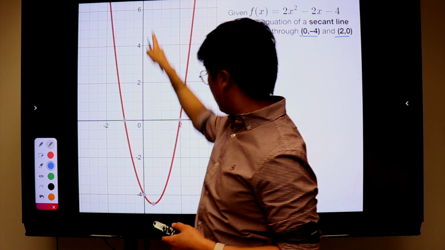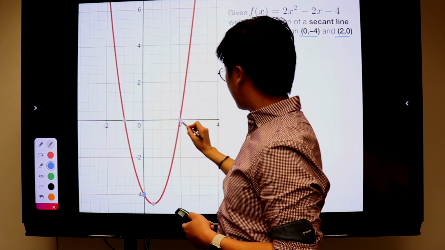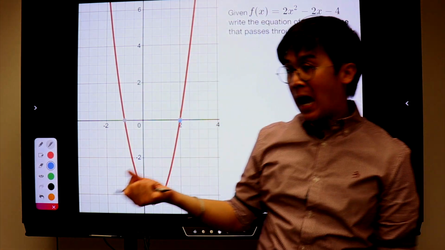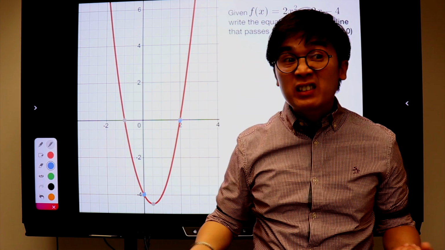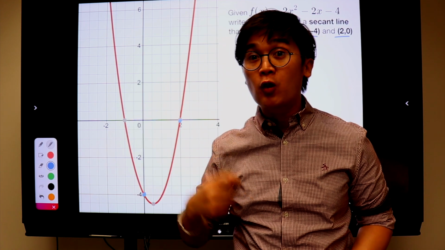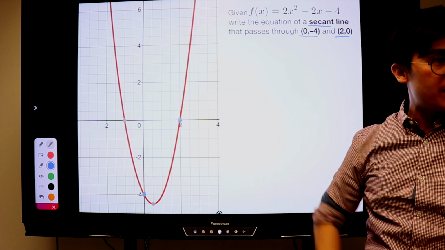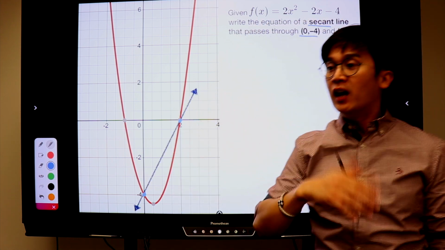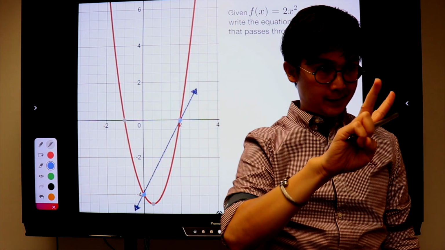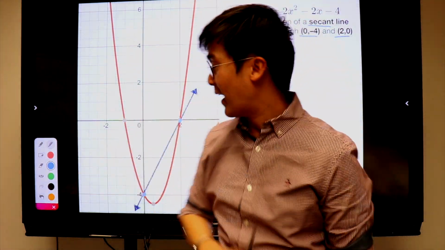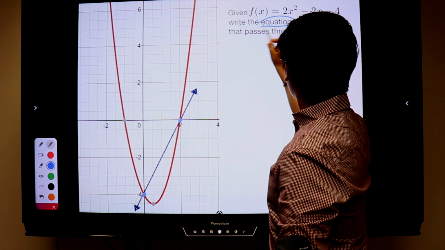So it's (0, -4). (0, -4) is somewhere here. And (2, 0) is somewhere here. And in geometry, how many points do we need to construct a line? 2. So by context clues, since we are given 2 points and we're looking for a line, although this sounds really foreign to most of you, just connect the dots. And that is the secant line. So secant lines are basically lines that pass through a function twice. So you have 2 points in that line. So this is a secant line. All right, now you're looking for the equation of a secant line.